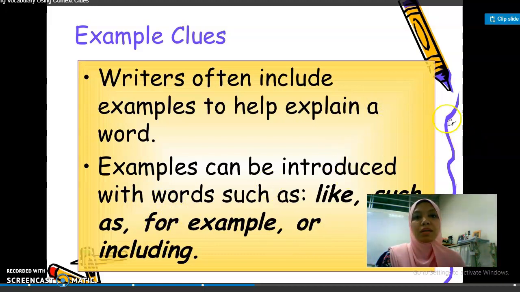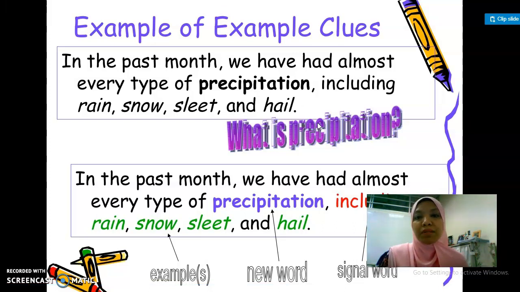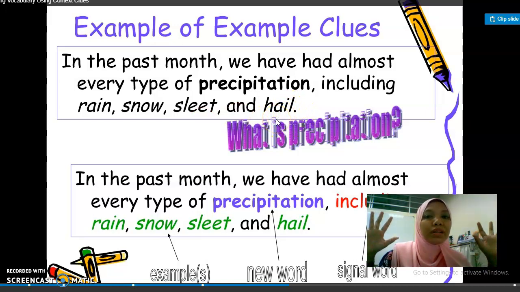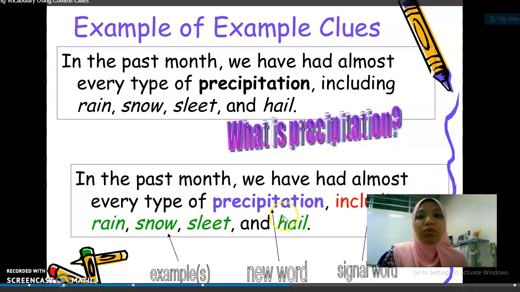Let's look at one example here. In the past month, we have had almost every type of precipitation, including rain, snow, sleet, and hail. Precipitation is quite a word, right? But by looking at the examples given, the signal word here is including. You can see examples like rain, snow, sleet, and hail. So you know it's something liquid that drops from the sky. We have had almost every type of precipitation.